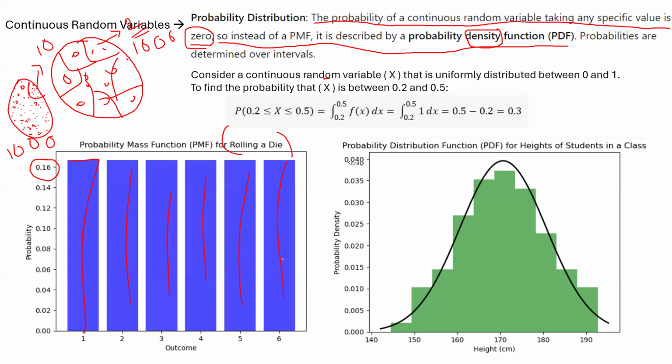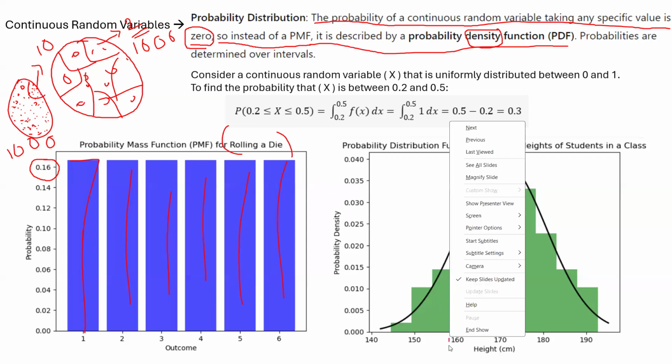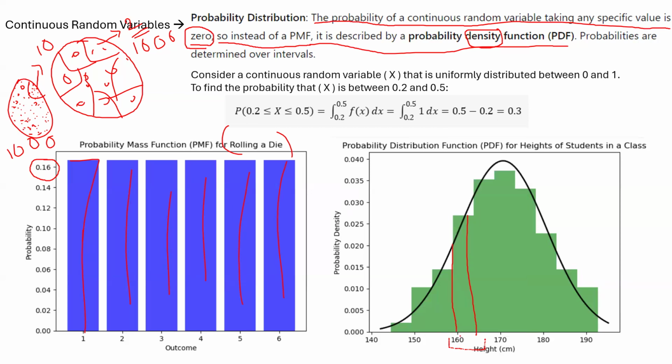Here we are calculating the probability for a single value, but here we will calculate the probability of people living within that range. It can be 160 to 165. We are going to calculate the probability of that particular height range. So here we will ask what is the probability of students' height being in between 160 and 165. That is what probability density function means.